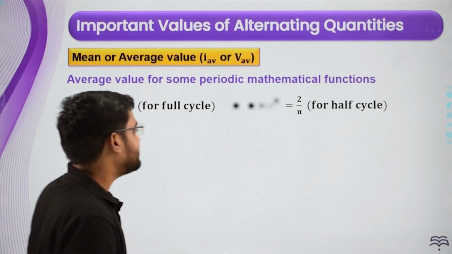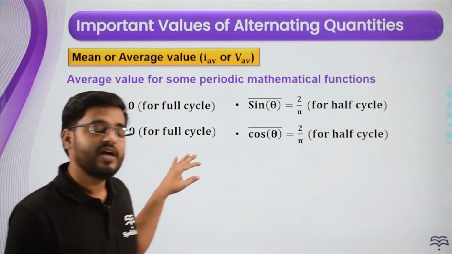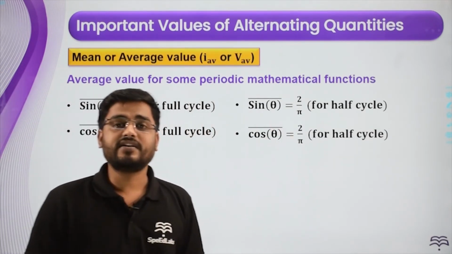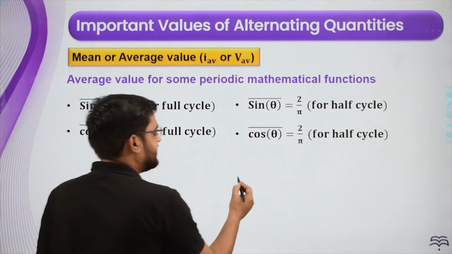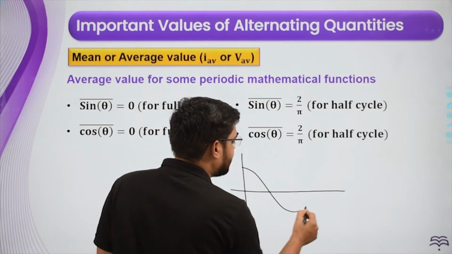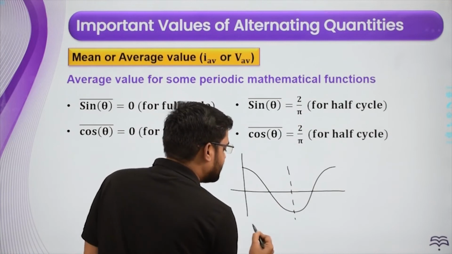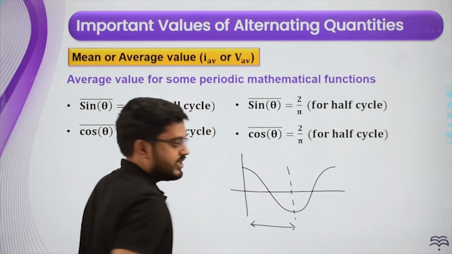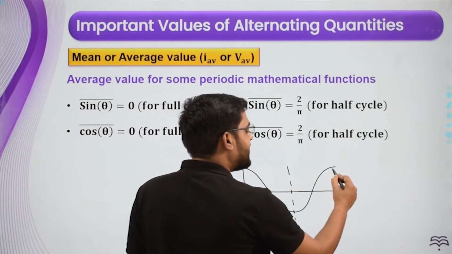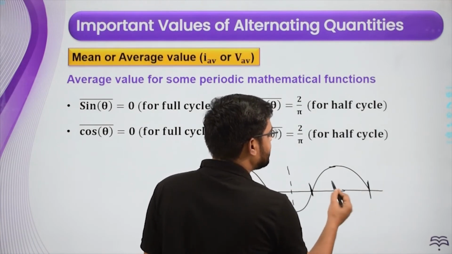And next, similarly, the average of cos theta for full cycle is 0, and for half cycle it is the same, because we know that the graph form is the same, right? So again, cos, this is the important thing. As we all know, the cosine graph looks something like that. So when I am finding the average for this half cycle, it is going to be 0. So here for cos also, the 2 by pi is basically for which half cycle? From here till here it is 2 by pi.